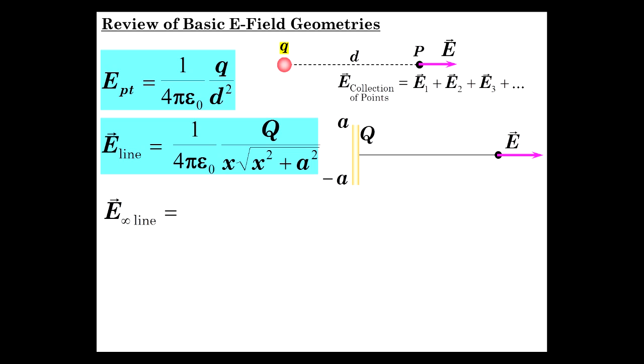If we extend that finite line to an infinite line, things got a lot simpler. And it was 1 over 2 pi epsilon 0 times lambda over x. That is something that comes up quite frequently.